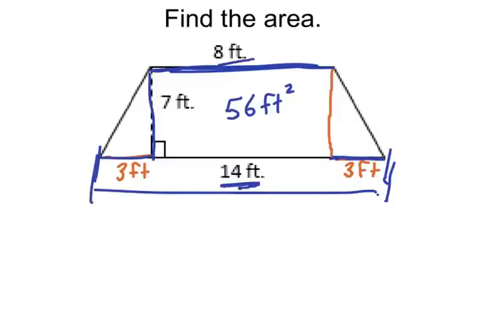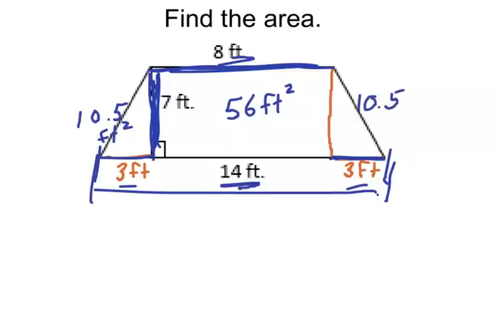So 8 plus this 3 plus the other 3 would equal 14. So we know that the base of each one of those triangles is 3. We know that the height is 7. So 7 times 3 is 21. But remember, they're triangles, so we have to divide those by 2. So each triangle is going to be 10.5 feet squared. Okay, so that's on each side.